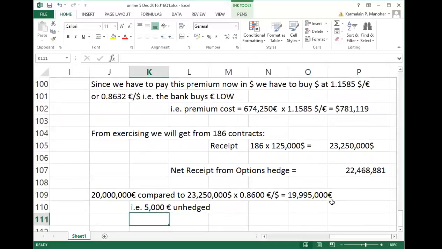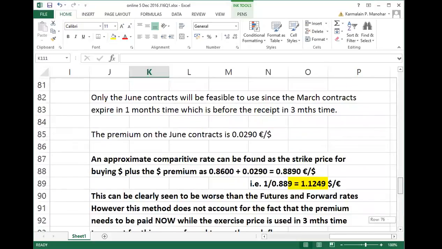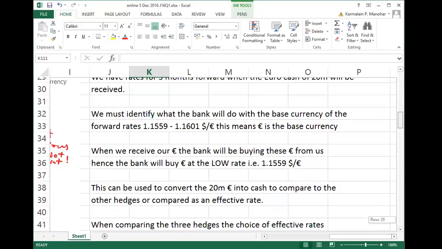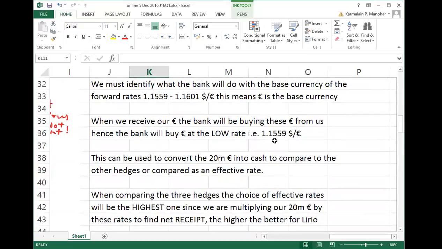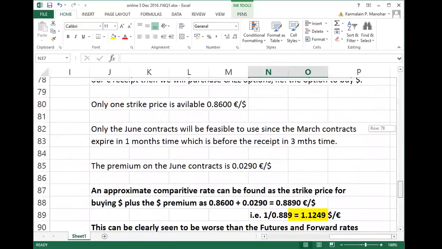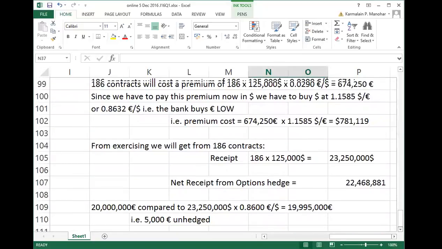So if we have to convert that at the forward rate, 1.559, the same rate we use up here in the forward contract. So again, this is what backs up what I said earlier. It did use a low rate in the forward contract, so why is it not using a low rate in the spot market, right?